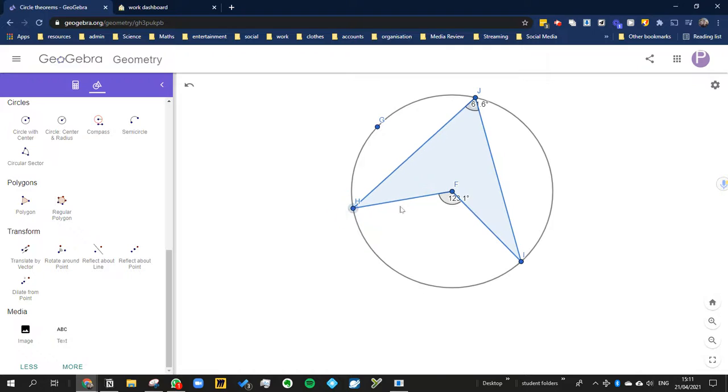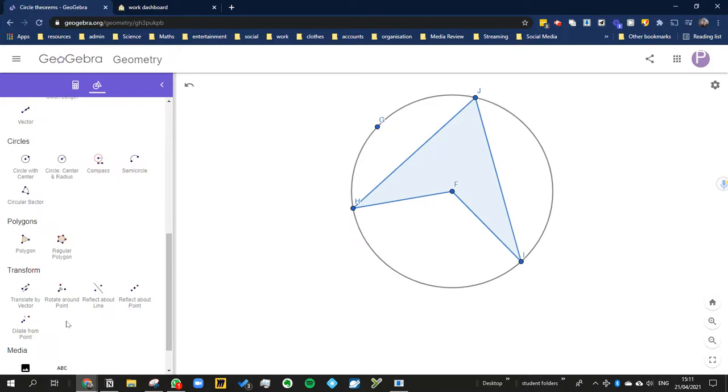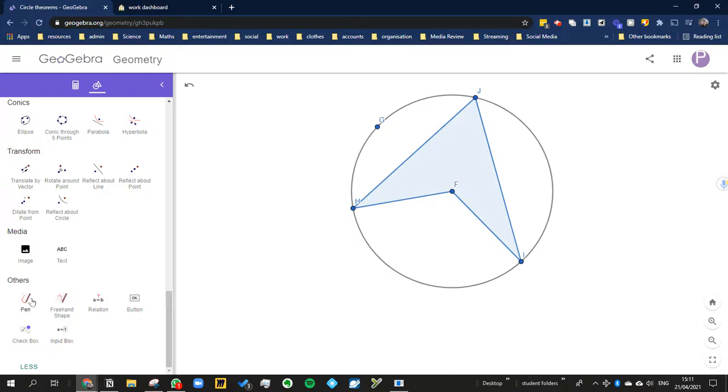So basically, we're going to try to prove that that's the case. I'm going to give myself a bit more space here. I'm going to delete the angles for now, or hide them. And I'm going to use the pen tool around here, which I've just discovered, so I'm very pleased about. I haven't used it yet, so I don't want to get too excited, but let's see.